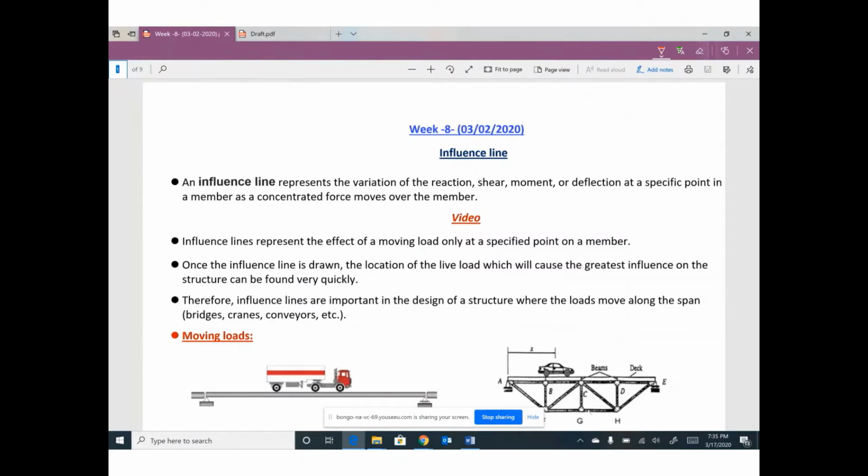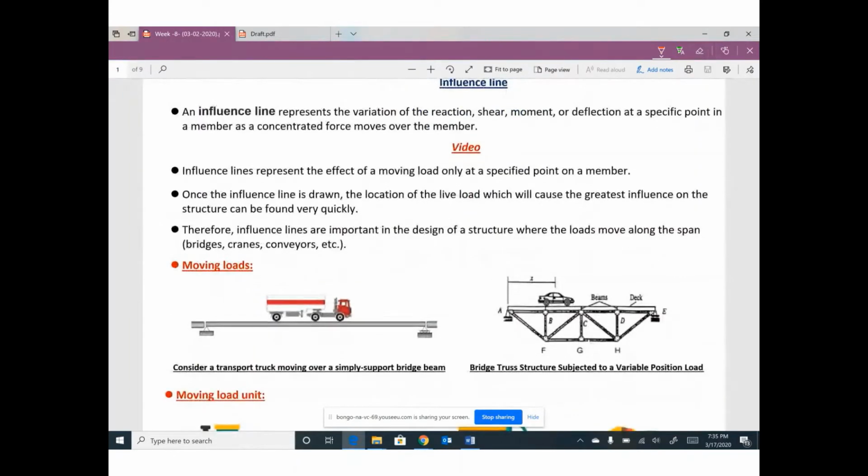Influence line is the effect of a moving load on a bridge. If you have a bridge like this beam, we have a reaction at the support and another reaction here. Actually, the value of this reaction isn't one value because your load is a moving load.